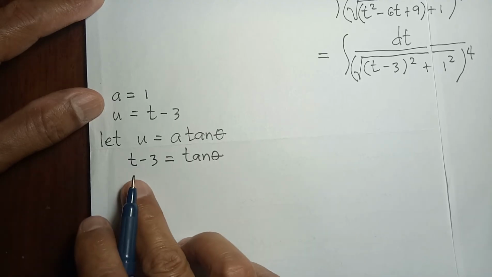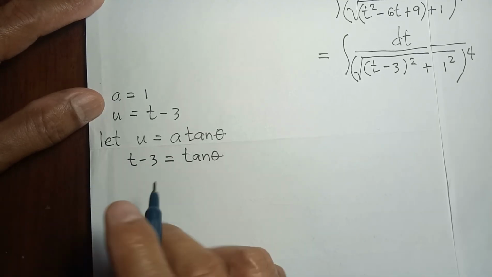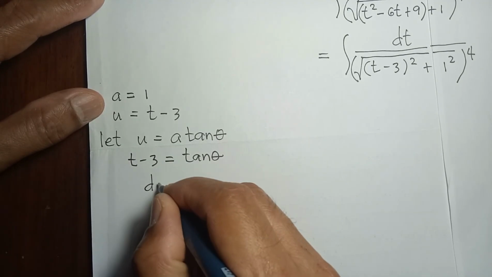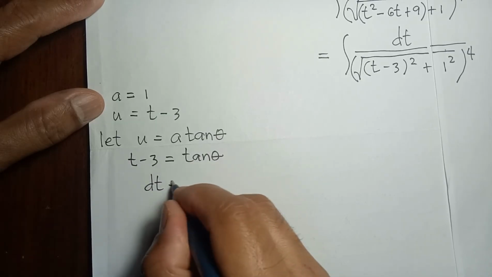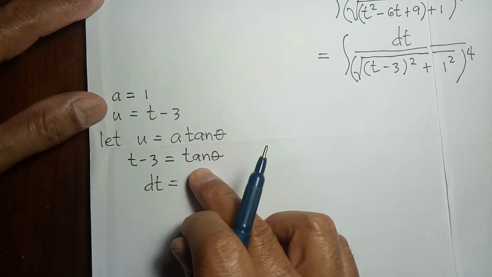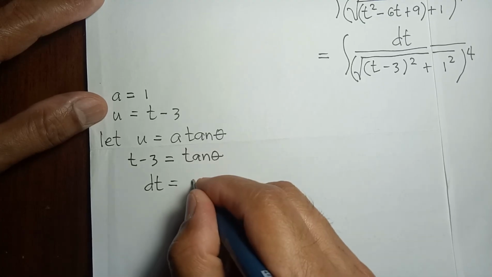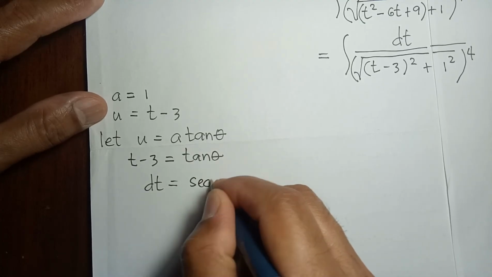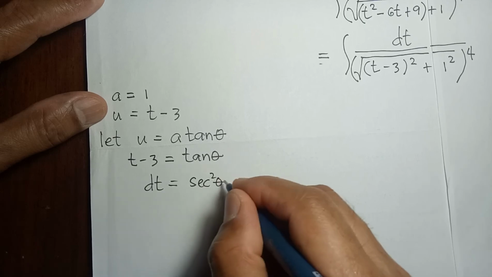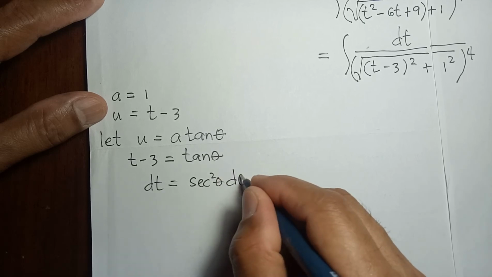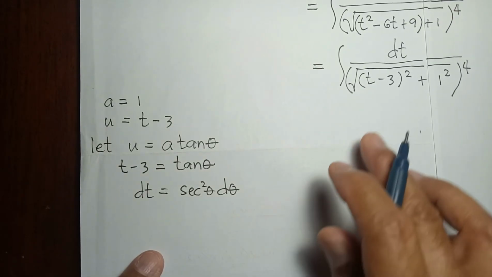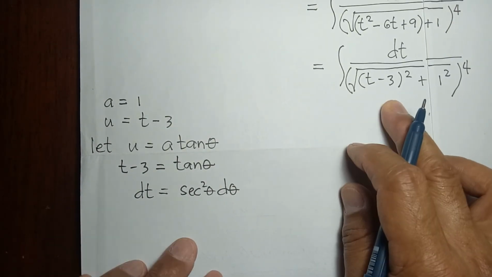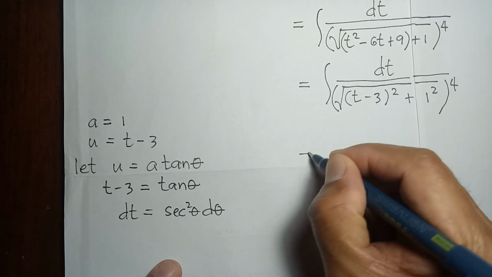Kaya rin nun, kukuha tayo ng derivative both sides. So, derivative ng t ay dt. Derivative ng 3 ay 0. At ang derivative of tangent is secant squared. So, secant squared of theta d theta. Okay. So, magsasubstitution na tayo.